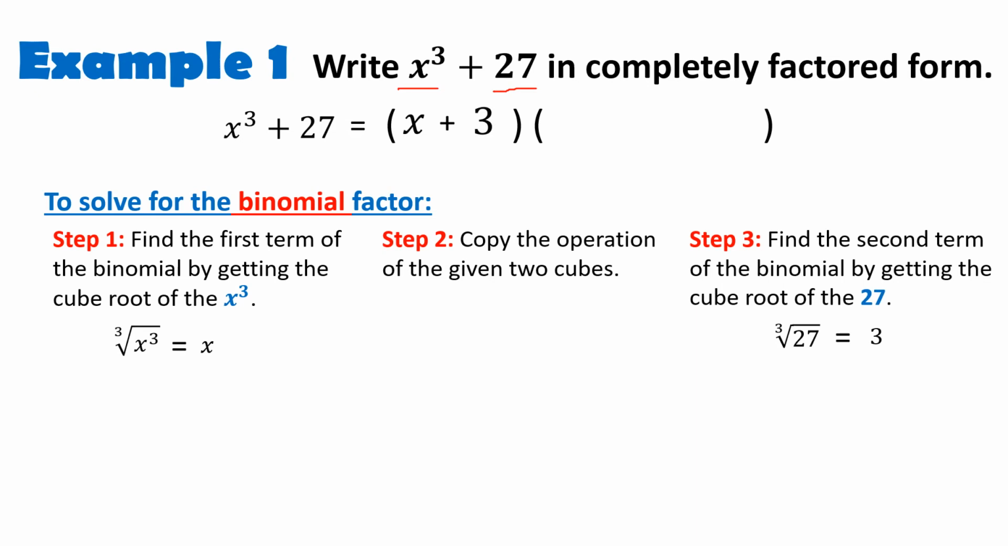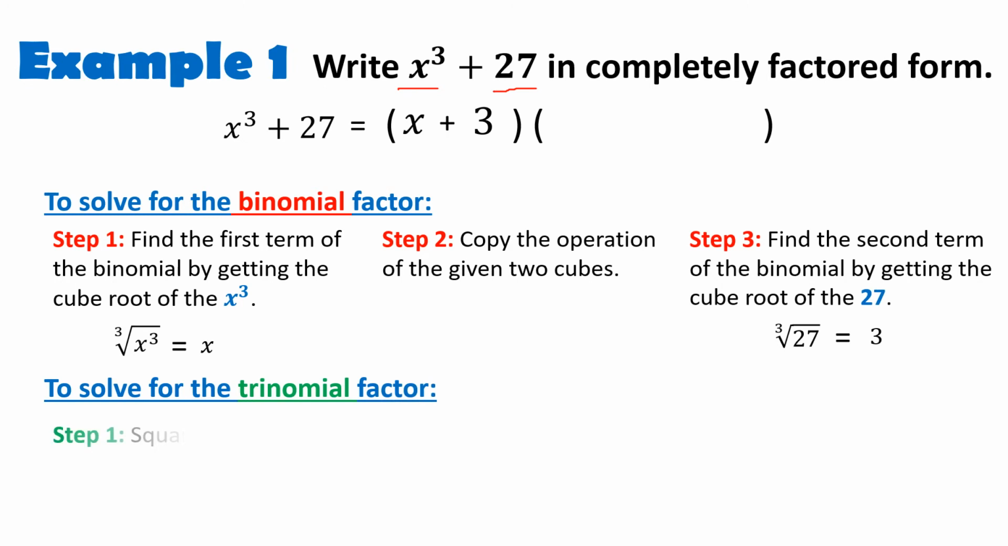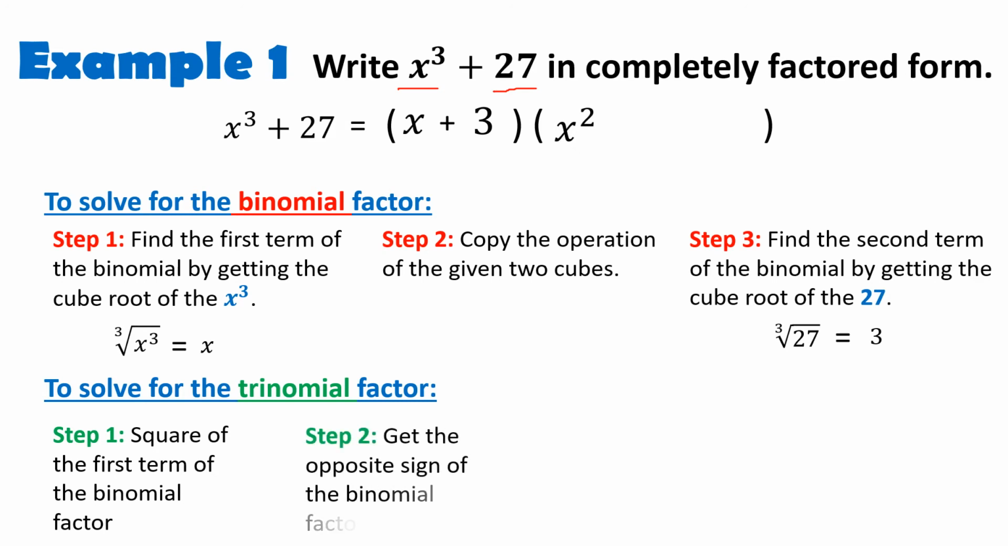We have the binomial factor, which is x plus 3. Now, to solve for the trinomial factor, step 1, square the first term of the binomial factor, which is x squared. Step 2, get the opposite sign of the binomial factor. So the opposite sign of plus is minus.